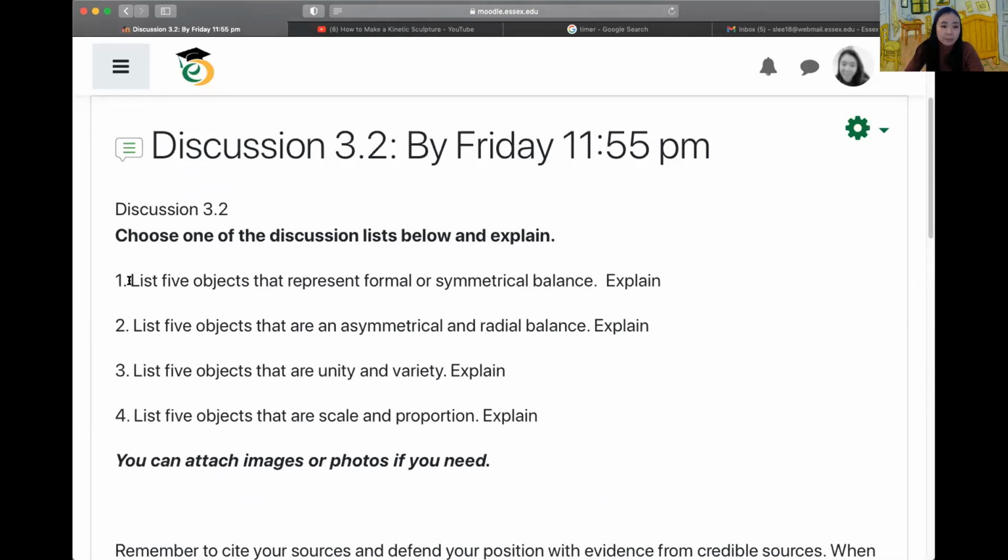Number 1, list 5 objects that represent formal or symmetrical balance. Number 2, list 5 objects that are asymmetrical and radial balance. Number 3, list 5 objects that show unity and variety. And number 4, list 5 objects that show scale and proportion.